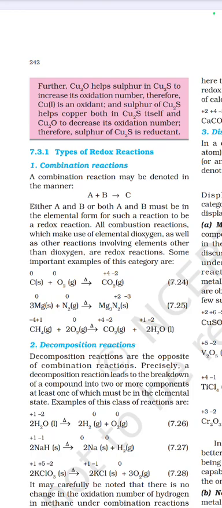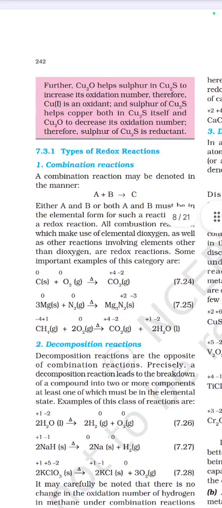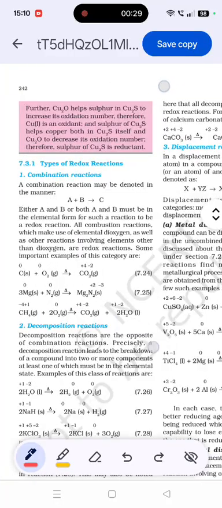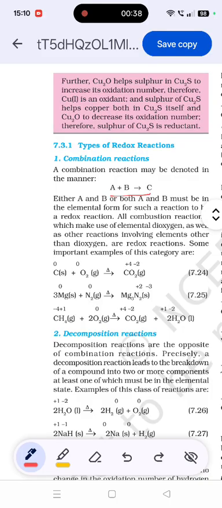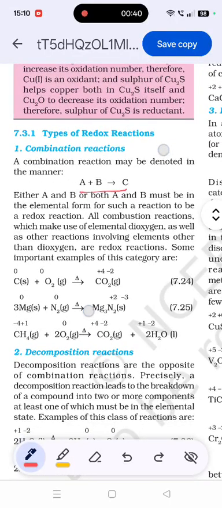First one, combination reactions. As we know, a combination reaction is a reaction in which two or more reactants combine to form a single product. Clear? So A and B, or both A and B, must be in the elemental form for such a reaction to be a redox reaction. Then only such a reaction can be a redox reaction.